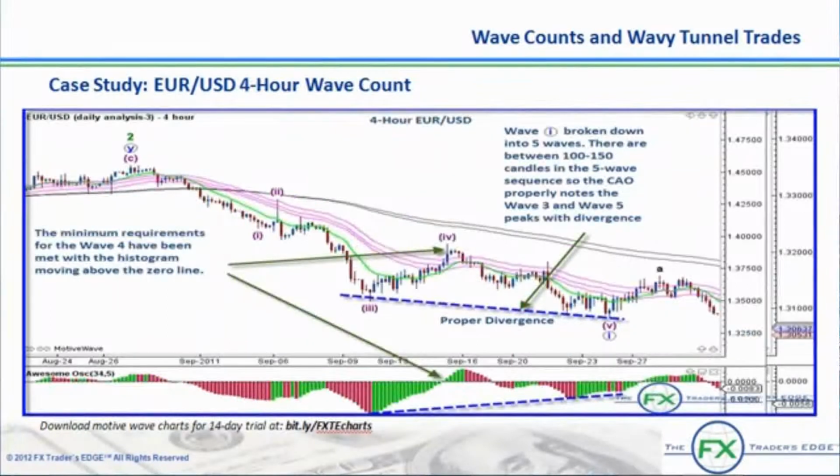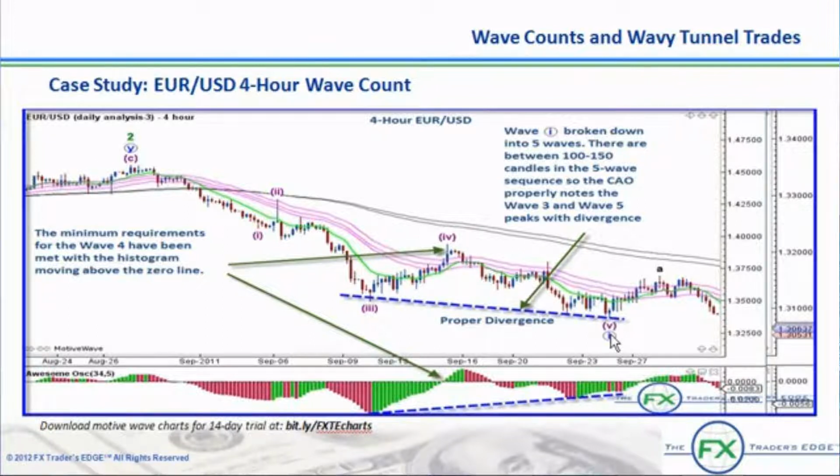Now we see blue circled wave 1 in its entirety on this 4-hour chart. First, notice the wave 3 extreme in the awesome oscillator. Wave 3 is followed by a wave 4. In terms of the awesome oscillator, the minimum requirements of the wave 4 have been met, with the histogram moving above the 0 line. Blue circled wave 1 breaks down into 5 clean waves. Wave 1, wave 2, wave 3, wave 4, wave 5. None of the Elliott wave rules have been broken.